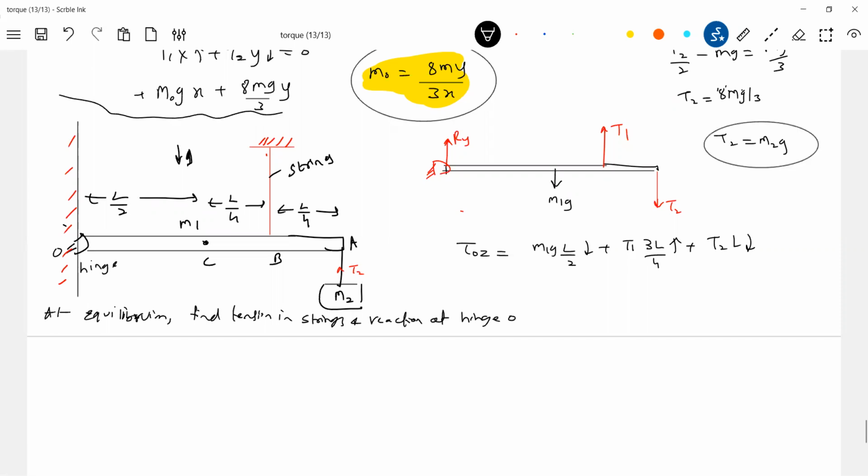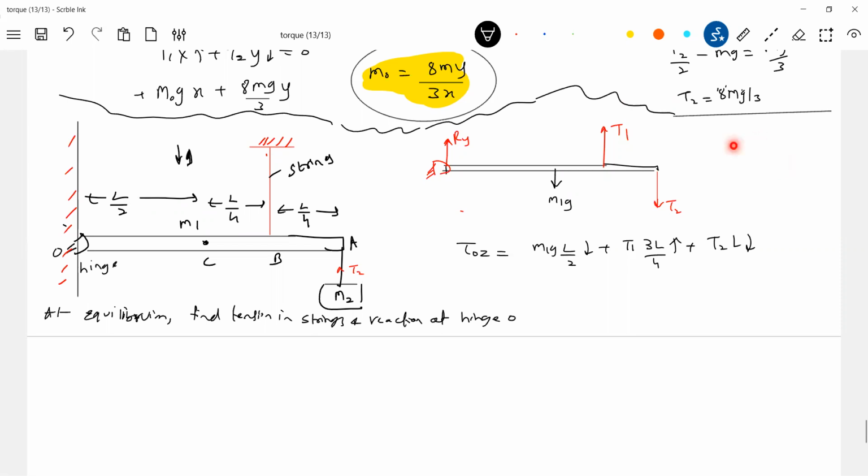This is previous problem data. I'll write it here. You'll get confused with that. Now T2 is how much? Should be equal to M2g, because for this to be in equilibrium. So now we know value of T2. We know mg. I'll get the tension T1.